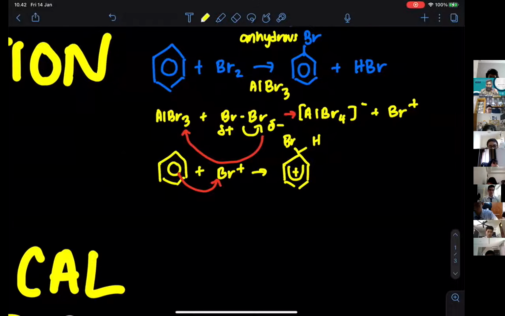And the benzene ring must be stabilized.